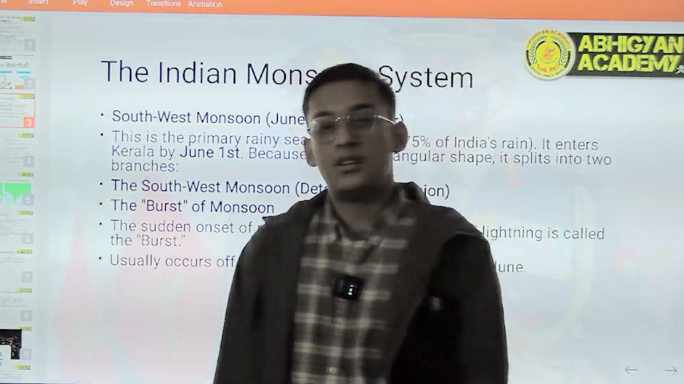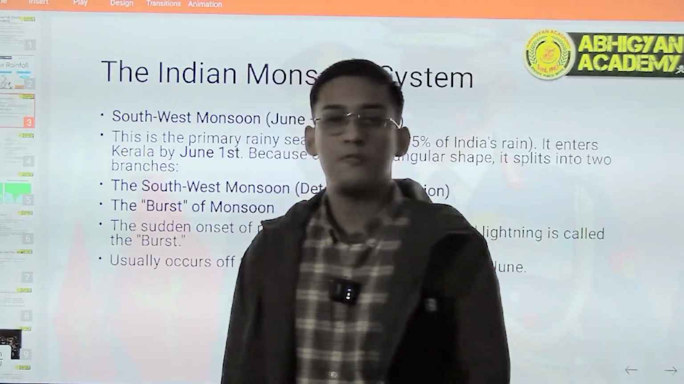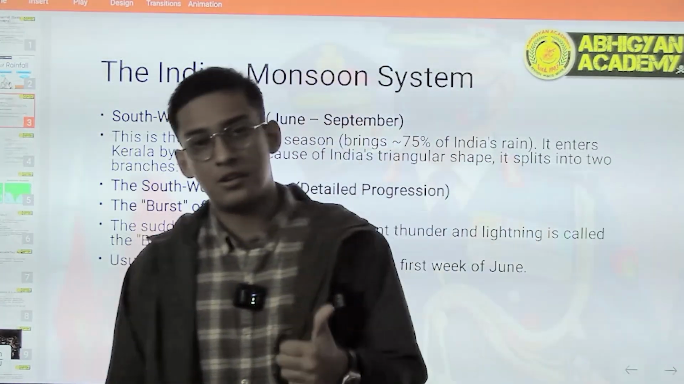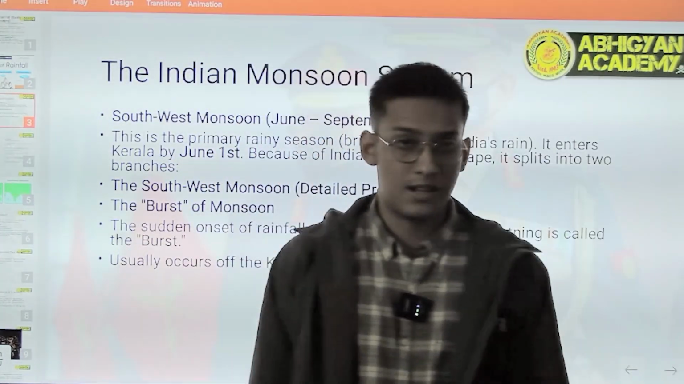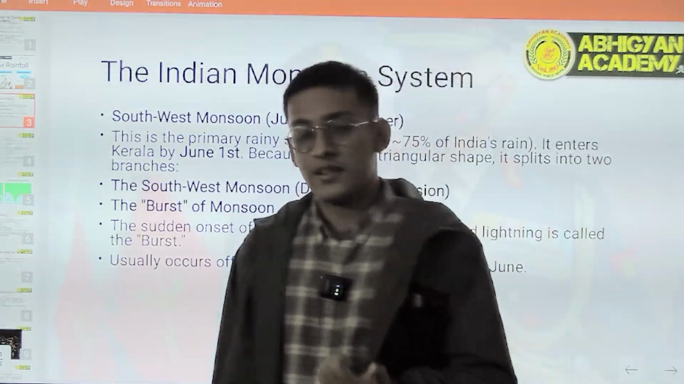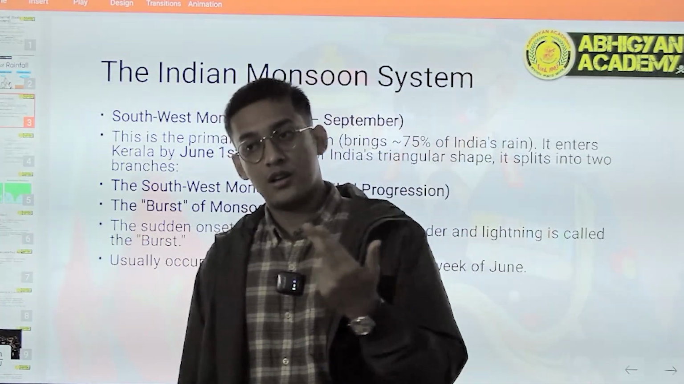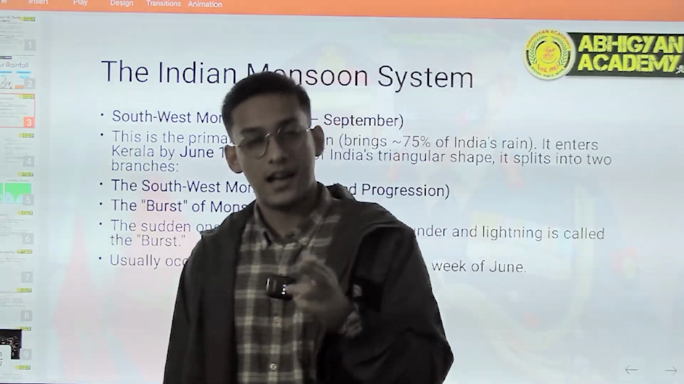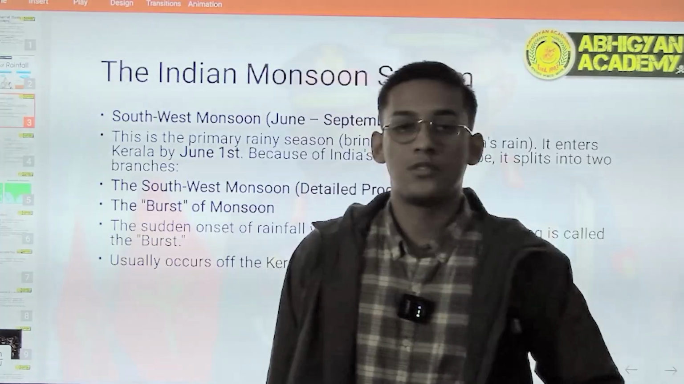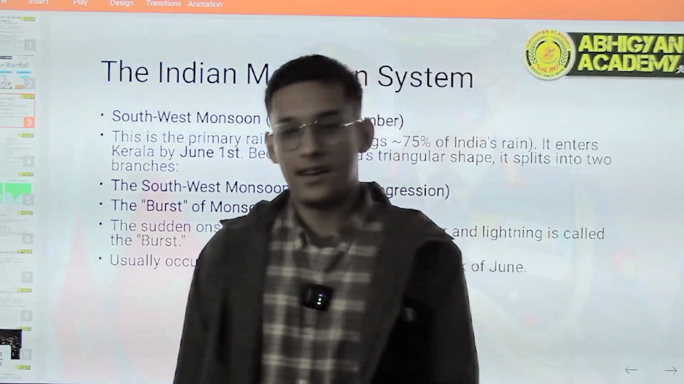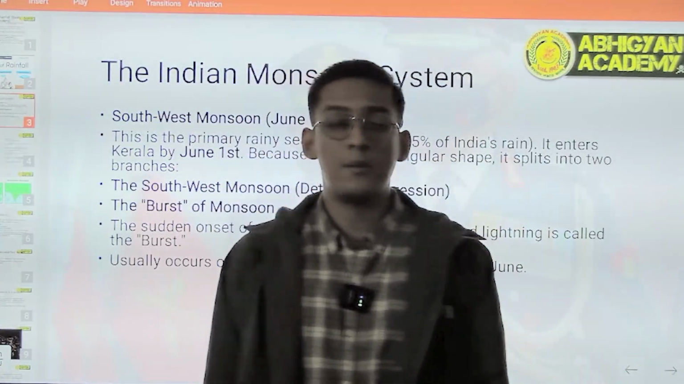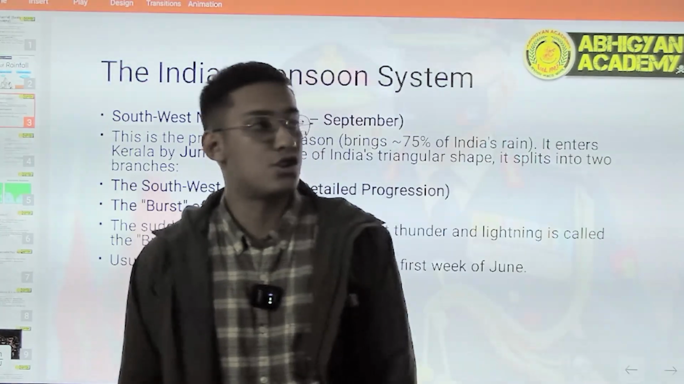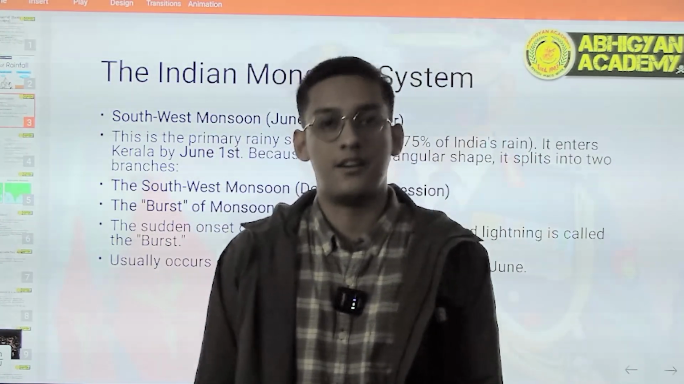Then we have our Bay of Bengal branch. The Bay of Bengal branch moves parallel to Tamil Nadu, due to which there is no rainfall in Tamil Nadu during the summers. Then it takes a U-turn through Myanmar, enters Assam, Meghalaya, and it moves through mainland India. And finally, the Arabian Sea branch and the Bay of Bengal branch both meet at Punjab, Haryana.